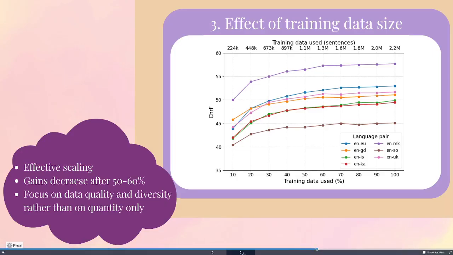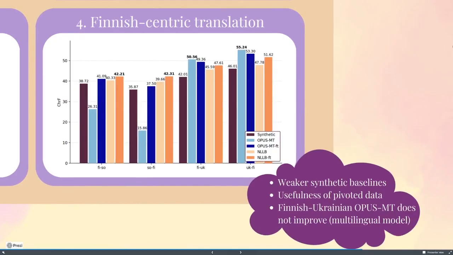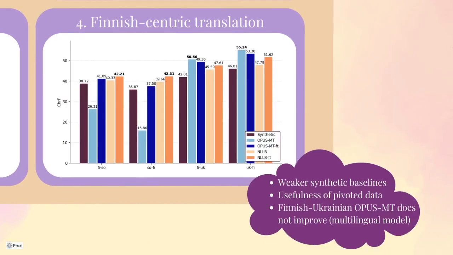And now let's move on to our last experiment. As I have mentioned before, we have created this multi-Europarl via pivoting, where we have paired the new languages that we have with all the existing languages in Europarl. In this case, we are interested in Finnish-centric translation, and we trained models for Finnish-Somali and Finnish-Ukrainian, as these two languages are quite prominent in Finland. We do the same where we train synthetic baselines by basically training transformer-based models with our data, and then we evaluate out-of-the-box OpusMT and NLLB, and then we also fine-tune them with our data.